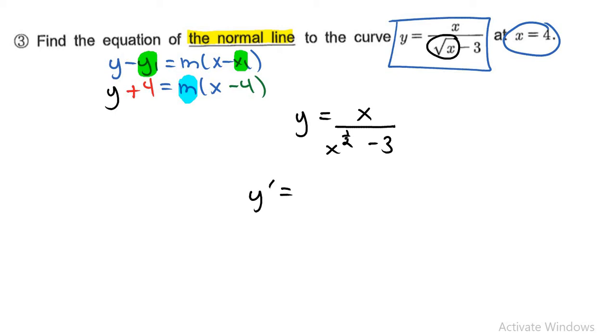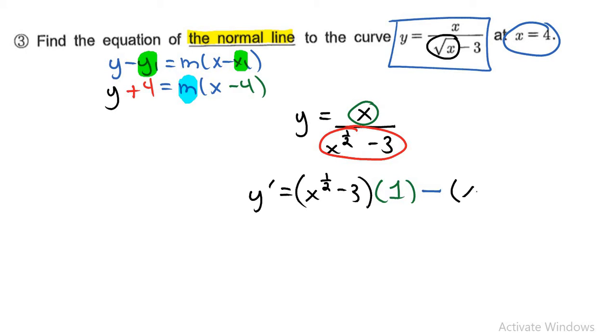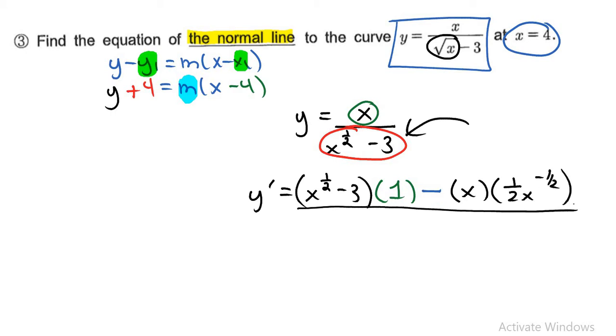Now the quotient rule states that you take the denominator, which is x to the 1/2 minus 3, and you times it by the derivative of the numerator, so the derivative of x is just 1. And then the quotient rule states that you need to have a minus sign here, times the numerator, which is x, times the derivative of the denominator, and that's going to be 1/2 x to the negative 1/2. All divided by the denominator squared, so x to the 1/2 minus 3 all squared.